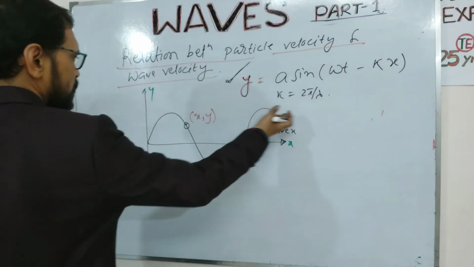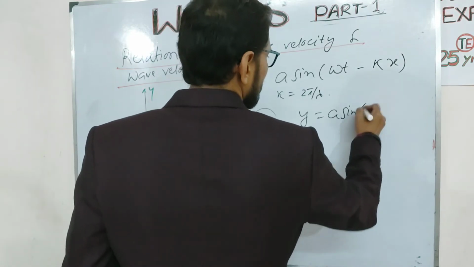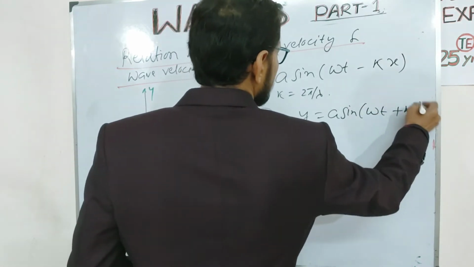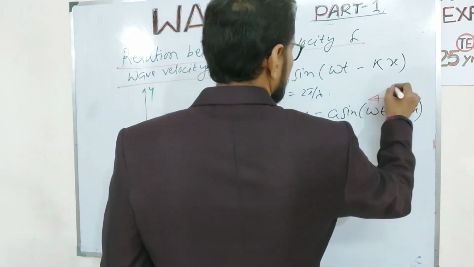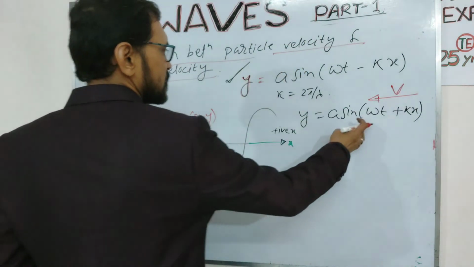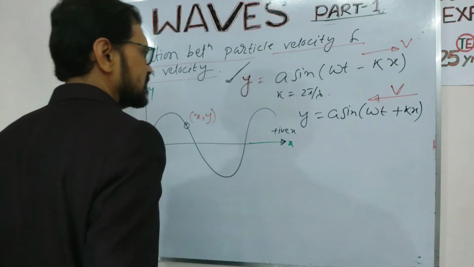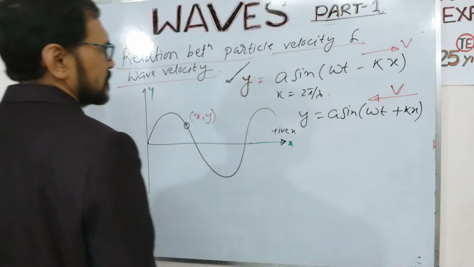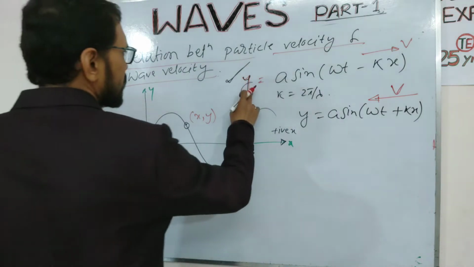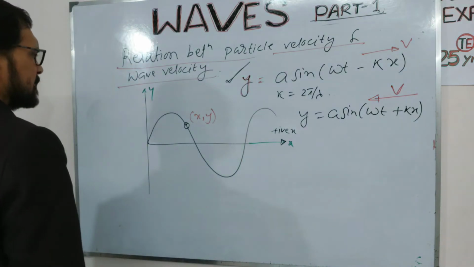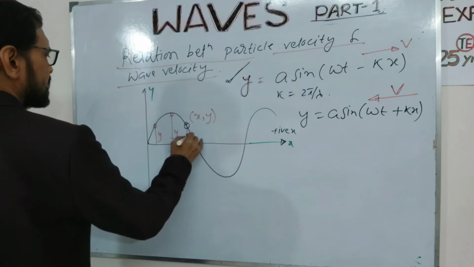Now if the wave moves in the other direction, the equation is written as y = a sin(ωt + kx). So if the wave moves in this direction, the wave equation will be this, and if the wave moves in that direction, the wave equation is this. Here we take minus for plus x direction and plus for minus x direction. Now what is y? y is the displacement of the particle, that is this particle. Displacement is denoted as y.